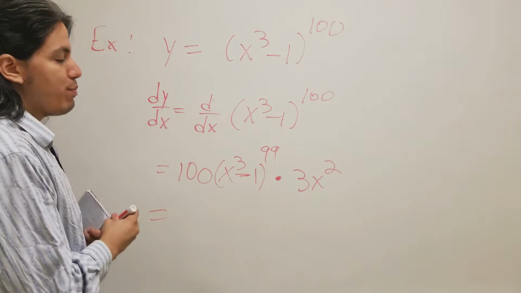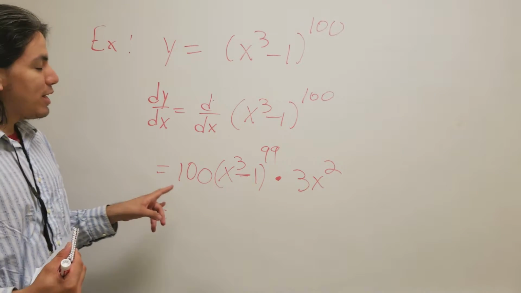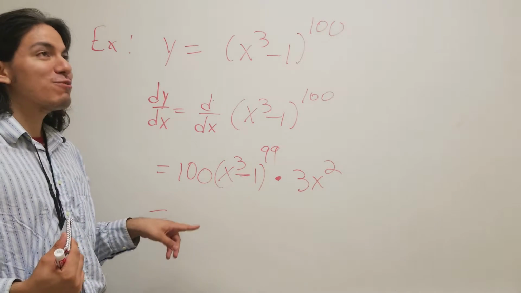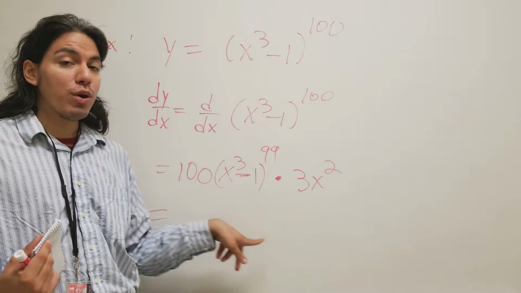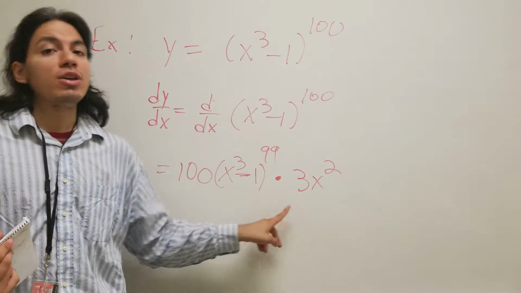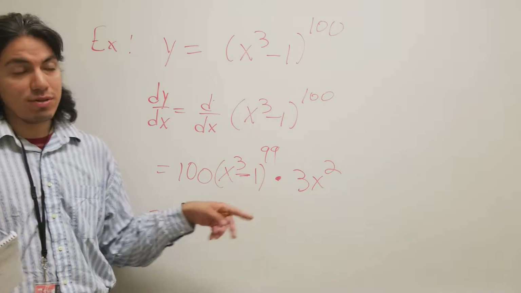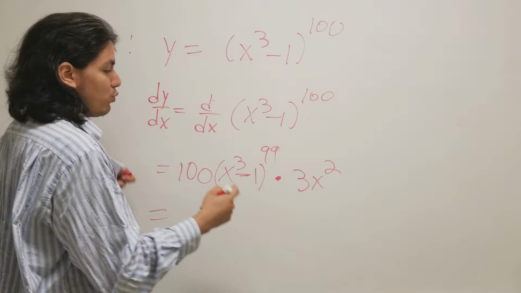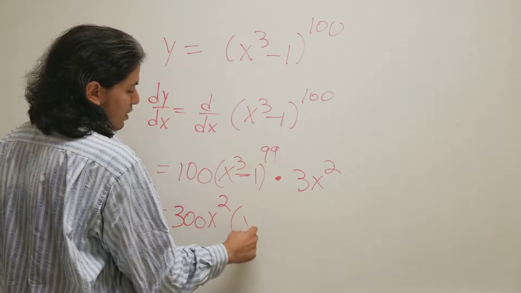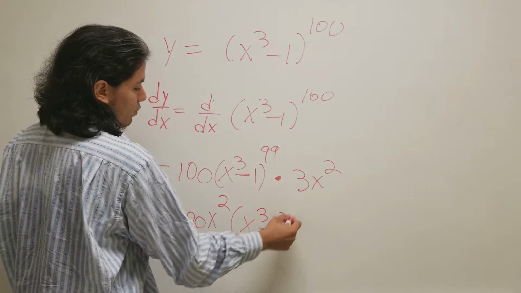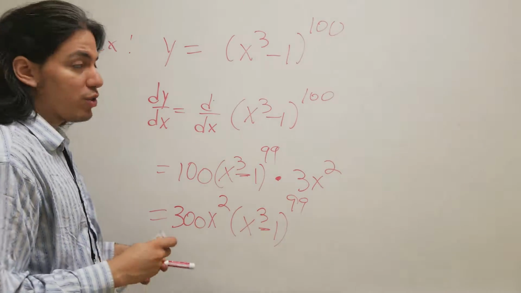So now, by the power vested in the commutative property law, you're able to multiply in any order, whichever way you want. So you can multiply 100 by 3x squared, 3x times 100, it doesn't matter. Order does not matter because the operation is multiplication. So because of that, 3 times 100 is obviously 300 x squared times x to the third minus 1 raised to the 99th power. So ideally, that's the idea of what you want to do when you take the derivative.